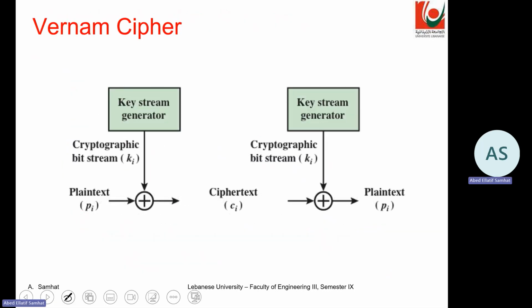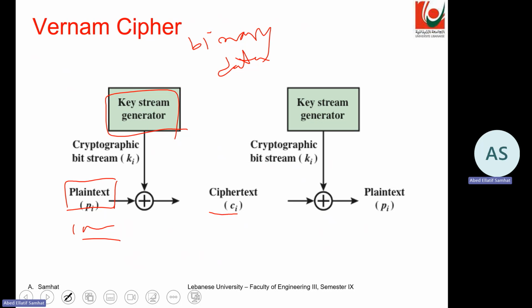Another scheme is Vernam. Vernam is also a kind of cipher, but it works on binary data. So we have the plain text, but it's not letters, it's binary data, a bit sequence, and we have a key stream generator, and we obtain the ciphertext. The key stream in this case is also binary.